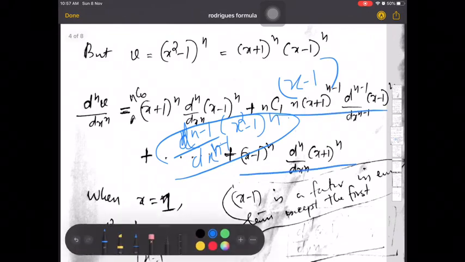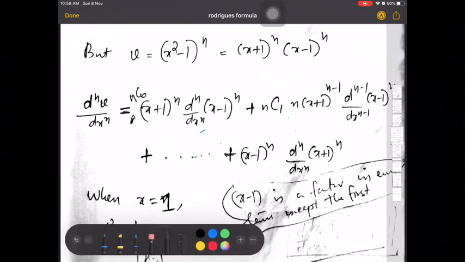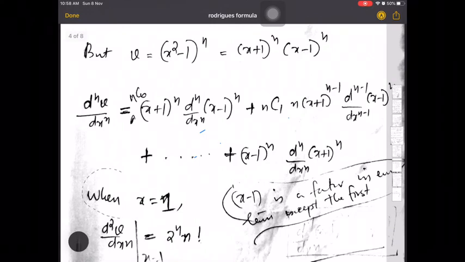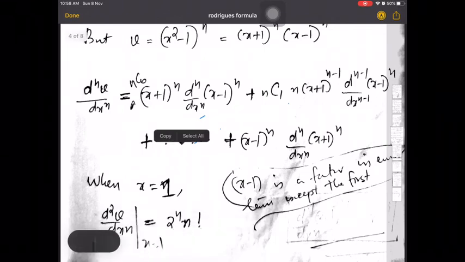Okay, so one can say, as we put x equal to 1 in this equation, that is, we find the derivative when x equal to 1. Since all these terms contain the factor x minus 1, when you put x equal to 1, this will be 0. So you will have only the first term.